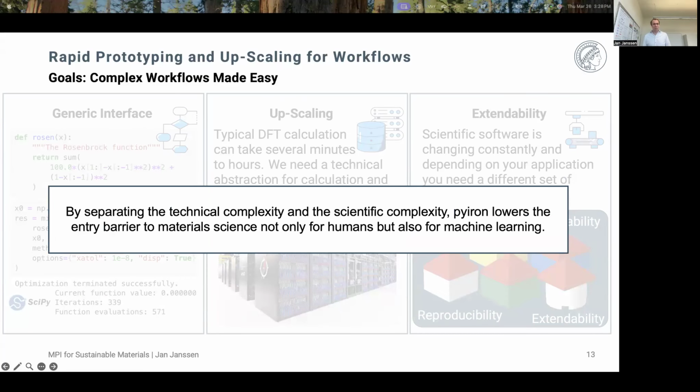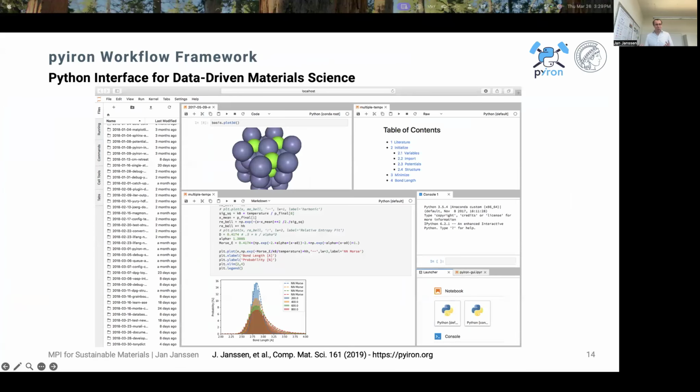In the pyiron framework, we try to lower this barrier to enter materials science, not only for fellow humans, but also for machine learning models in the next iteration. So what does it look like? In practice, the pyiron workflow framework is typically used inside the JupyterLab environment, which allows us to visualize the structures and have a markdown outline of the steps that we want to simulate.